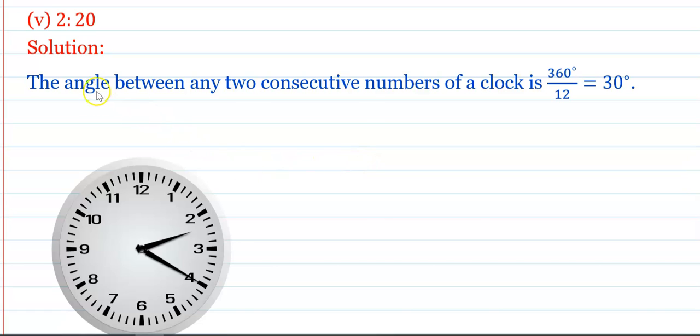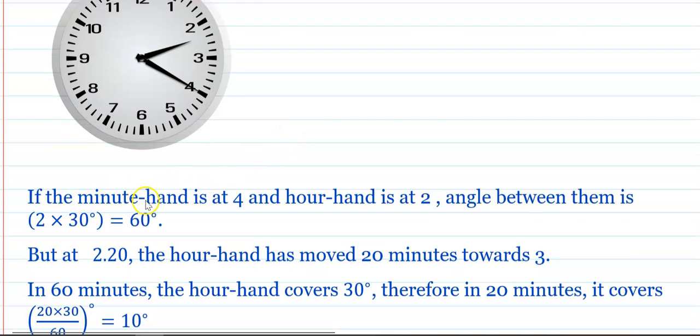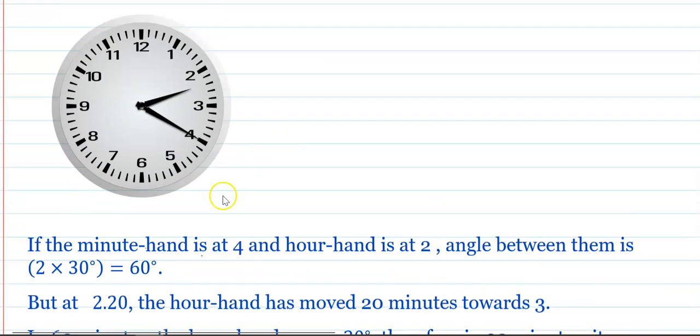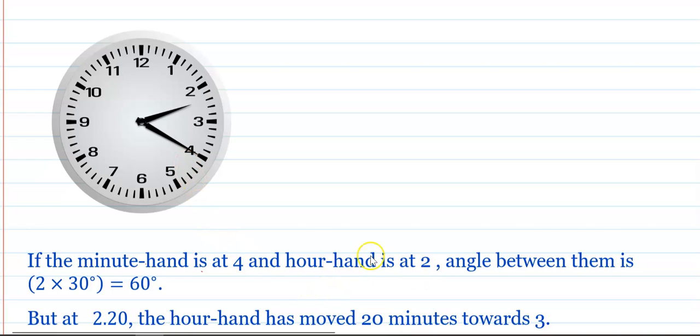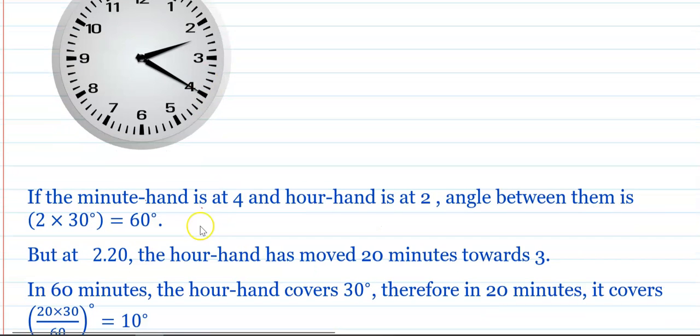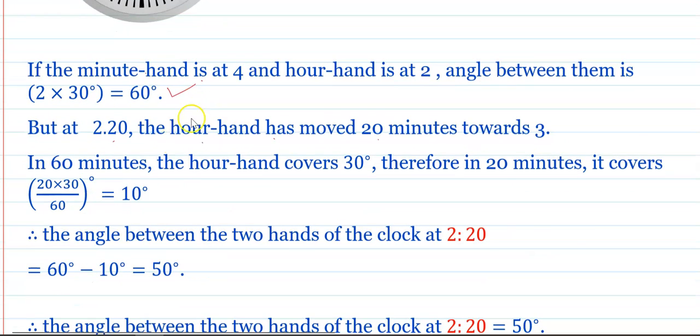Now see this here. The angle between any two consecutive numbers of a clock is 360/12. That is 30 degree. नेहमीचे dialogues आपल्याला पुन्हा पुन्हा ते लिहायचे असतात. If the minute hand is at 4, and hour hand is at 2, the angle between them is 2 into 30. That is equal to 60 degree. But at 2:20, the hour hand has moved 20 minutes towards the 3. ते आपल्याला फाइंड आउट करायचं आहे आणि ते 60 मधनं मायनस करायचं आहे.